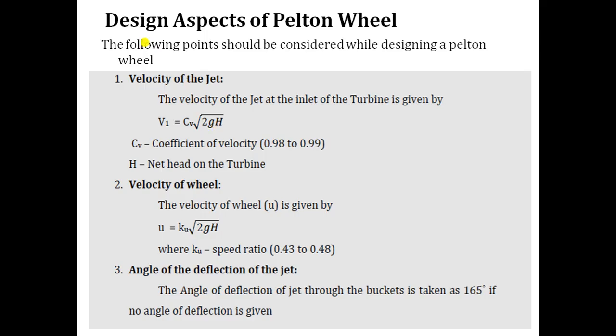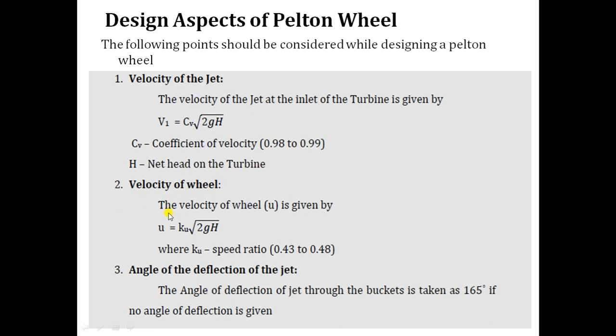Now let us discuss in brief the design aspects of the Pelton wheel. The following points have to be considered while designing a Pelton wheel. First one, the velocity of jet. The velocity of jet at the inlet of the turbine is given by the formula V1 equals Cv into square root of 2gh, where Cv is the coefficient of velocity. Its value varies from 0.98 to 0.99, and h is the net head on the turbine.